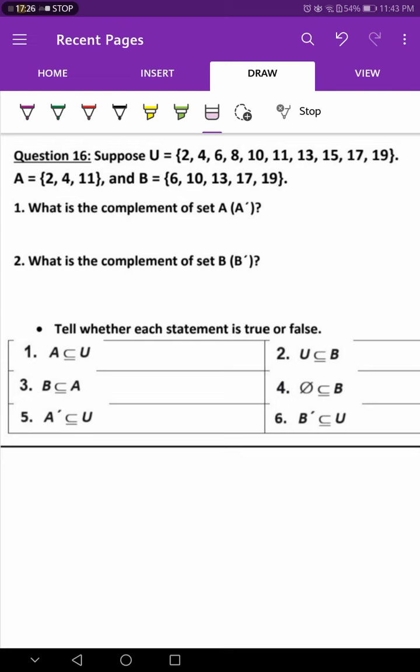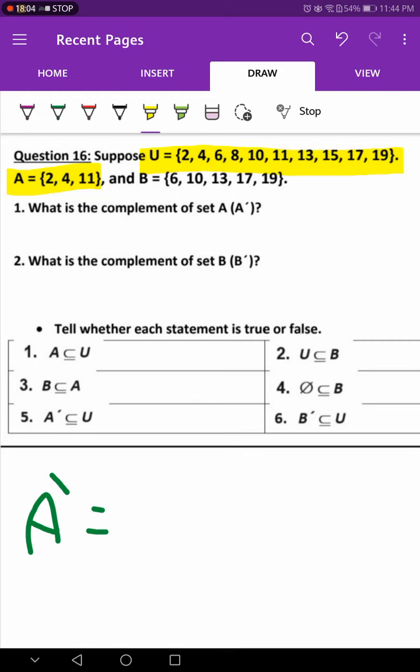Okay, now how can I find a complement for the set A? What do I have to do? If he asks you about a complement, go back to A. It has 2, 4, 11. And go to the universal set. What is the universal set here? The universal set is here.